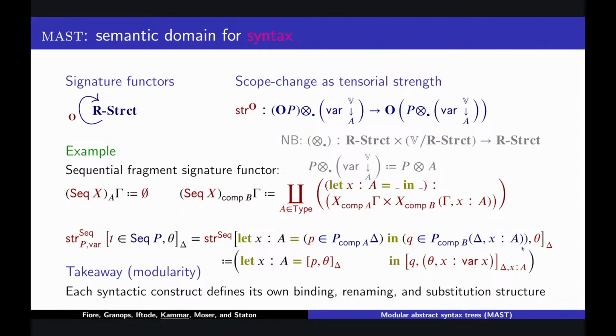So if you forget about the fact that P and Q are semantic abstract presheaves, this is the rule you would write when you're writing out in full how to substitute into let fully formally. But because we're ranging over all possible presheaves P and all possible pointed presheaves var, that's exactly the modularity that lets me not worry about anything else. So each syntactic construct defines its own binding, renaming, and substitution structure. And it's very easy to miss this because there's lots of other maths.